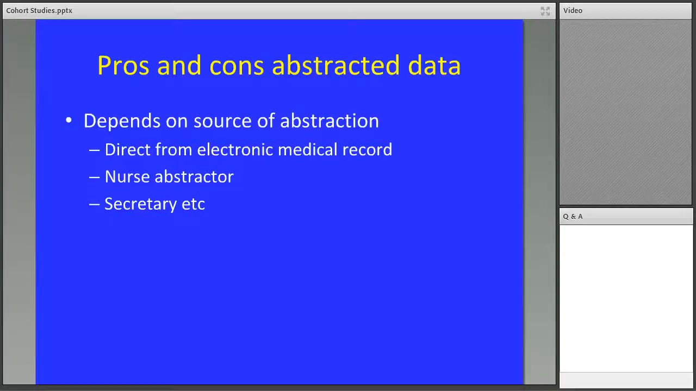So again, I guess I've made this point already, but the pros and cons of abstracted data depend on the source of abstraction. If it's direct observation, if it's electronic medical record, is it a nurse abstractor versus a secretary abstractor? There are levels of goodness.